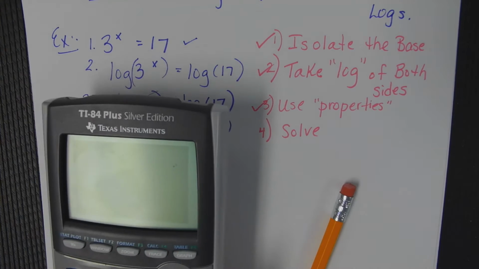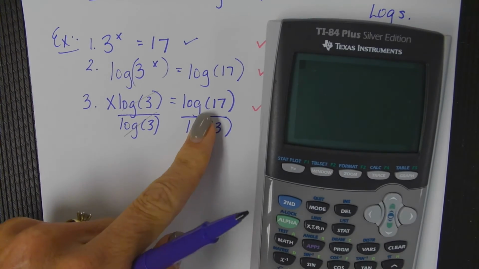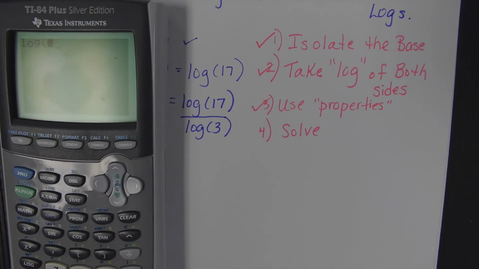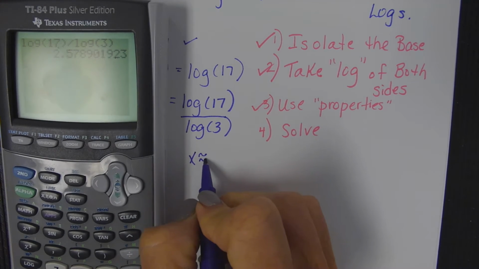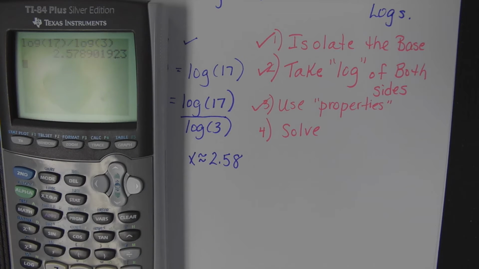If you need help putting it in the calculator, hit the log button. So here's my math. I got 2.58. Log 17, close parentheses, divide by log 3, close parentheses, and you hit enter. And your x is approximately 2.58. That is your answer.